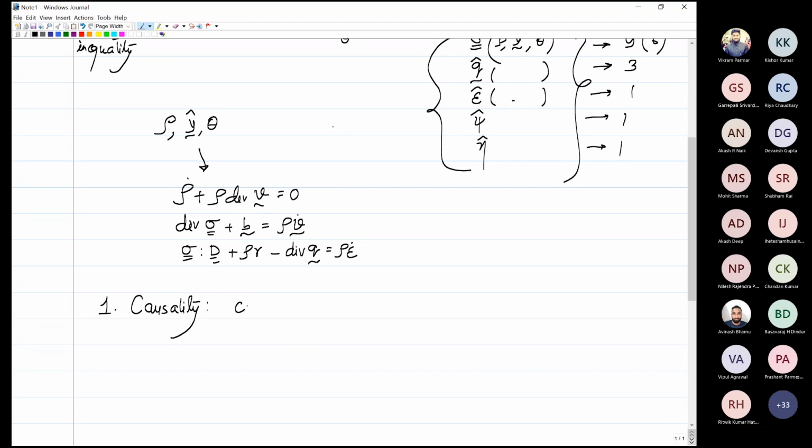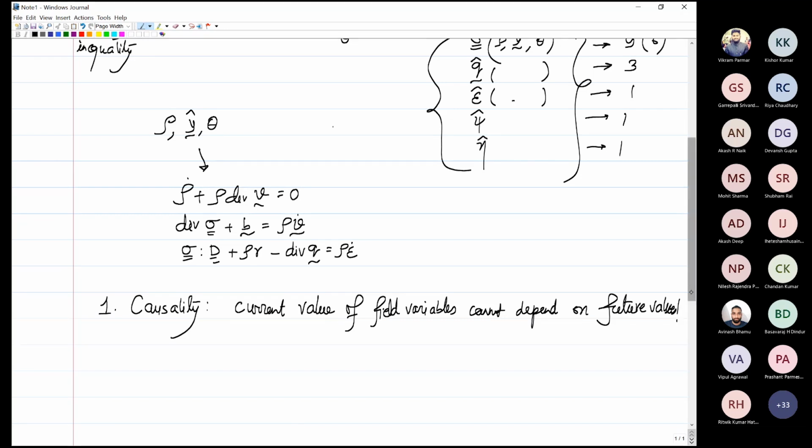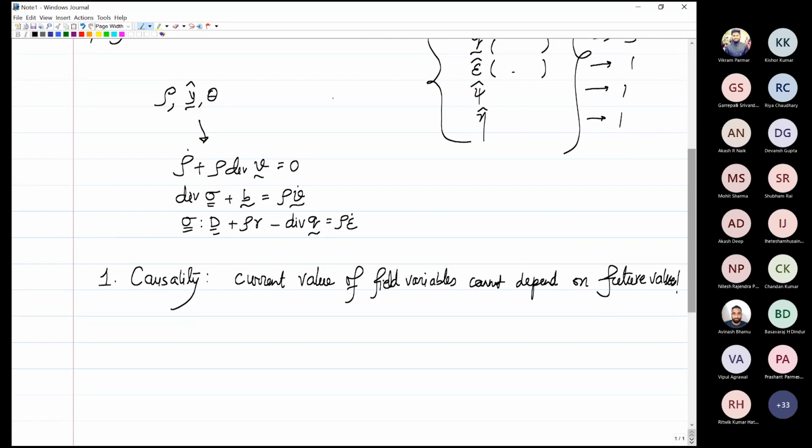So we just say that the current value of field variables cannot depend on future values. Okay, that is making sense, right? You might think, oh, why are we even discussing this? But it's good to at least know that this is also something which is there.